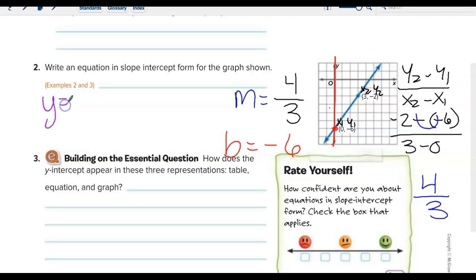y equals 4/3 x plus negative 6. Actually, you could just do minus. Or like they said, y equals 4/3 x minus 6. That's the same thing. Questions?